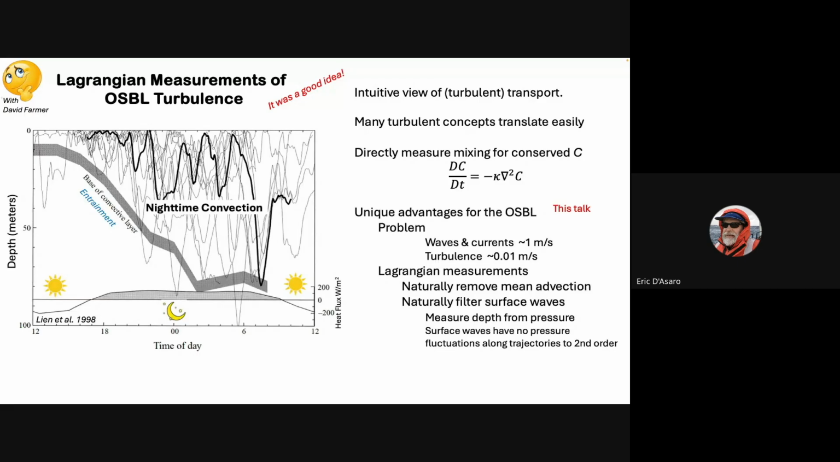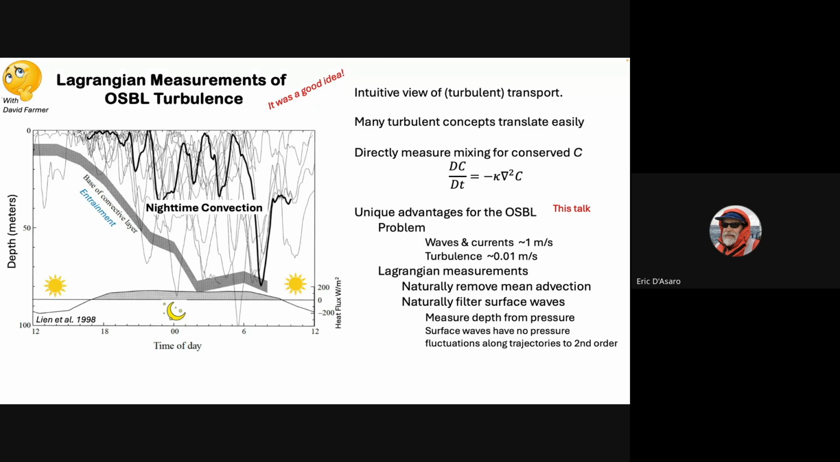And you can see they give a very nice intuitive idea of what's happening. A parcel of water goes down, it comes up. How fast is the mixing? What about the time it takes to go from the bottom to back up again? The mixing gets deeper over time because there is nighttime convection, and this is stratified water, and it chews away at the stratified water. So you get a really clear idea of what happens just from this picture. That's good progress. Turbulent concepts translate easily. I'll talk about that in the next few slides.